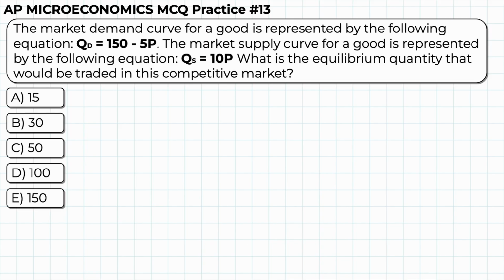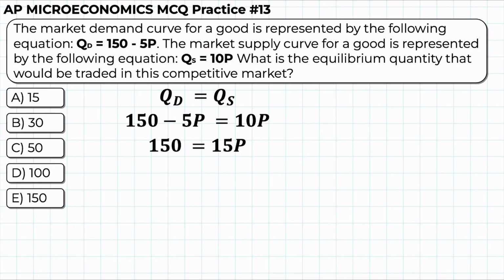Remember that at equilibrium, quantity demanded is equal to quantity supplied. And so I can just set the quantity demanded and quantity supplied equations equal to each other. And that's going to give me 150 minus 5p is equal to 10p. And if I rearrange to get all of the p's on the right-hand side, it gives me 150 is equal to 15p. And now I can divide both sides by 15 and find that the equilibrium price is equal to 10.